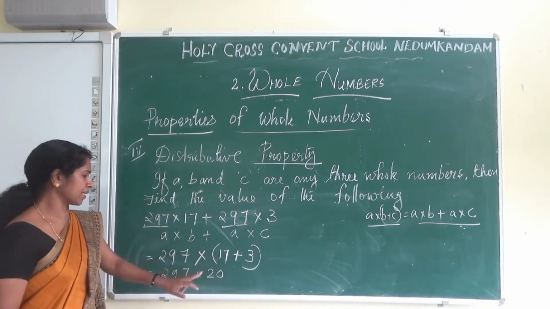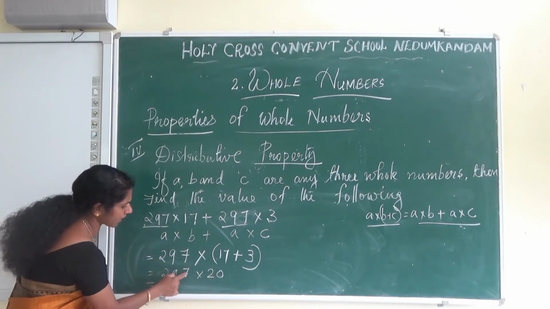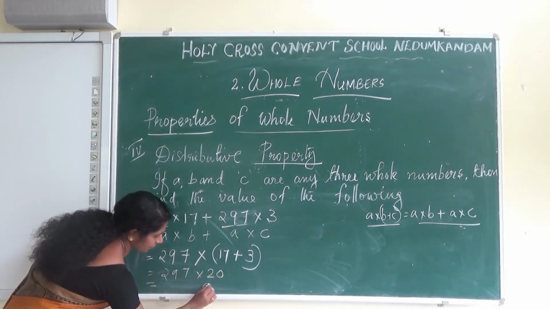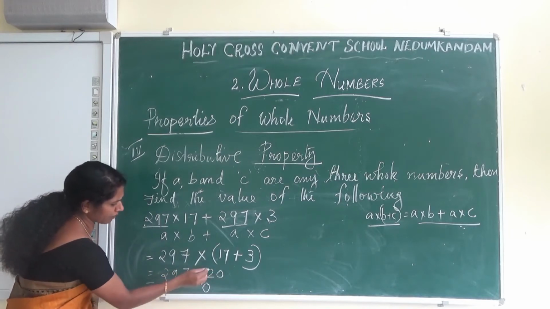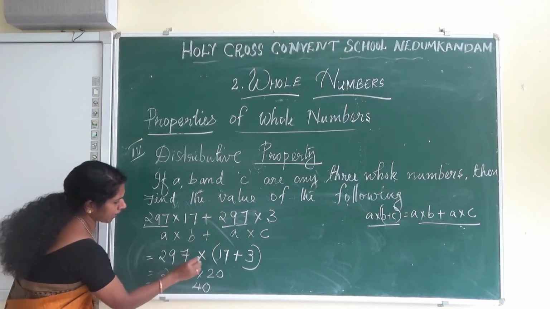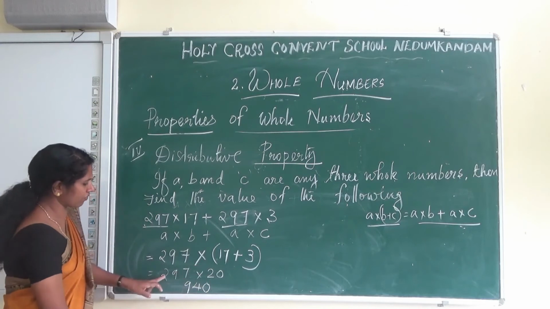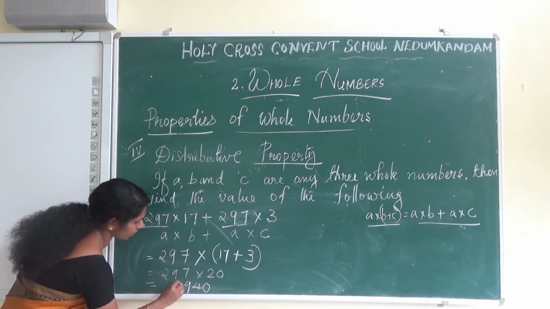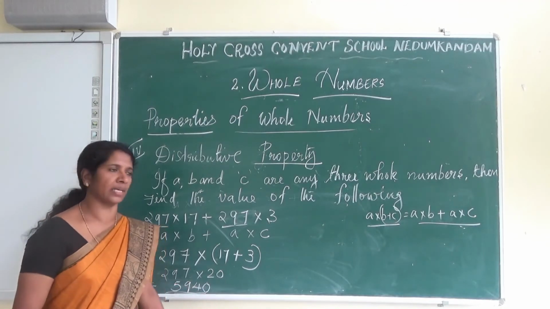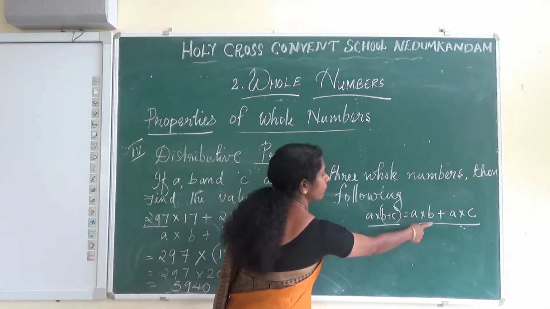Now multiply these numbers. In this number, 0 is there, so avoid 0 and multiply 297 by 2. The 0 we have to put in the answer first. Next multiply the remaining: 7 2s are 14, 4 we write, remainder 1; 9 2s are 18, 8 plus that remainder is 19, again remainder 1; 2 2s are 4, 4 plus 1 is 5. So the answer is 5,940.